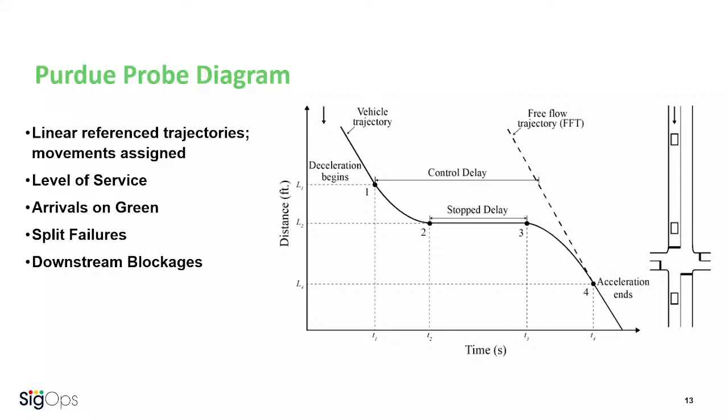You can start to see at point one where a vehicle starts to slow. And so you can see that curve start to change from the free flow trajectory. At two, it stops. At three, it starts to accelerate again. And at four, it reaches the free flow trajectory. That free flow trajectory is useful for a couple of things, but you can see here by drawing that out, we can visually represent both control delay. We can also represent stop delay with a couple of those points we measured. And this is simply from those individual trajectory points and the speed that we're getting from the vehicles at those trajectory points.